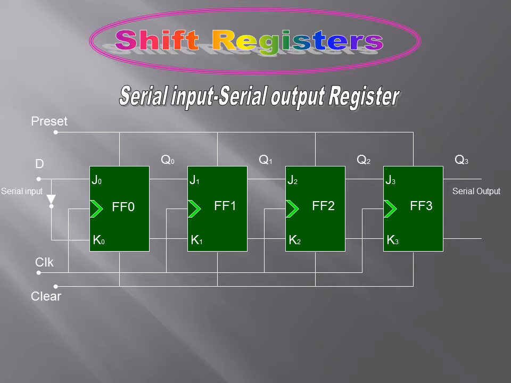So the bit coming at D will shift with every clock pulse to first Q0, then Q1, then Q2 and Q3. So with every clock pulse, whatever is present at D will shift through the register in stages. So if we have 4 bits of serial information at D, in 4 clock pulses that information will get fully transferred to Q0, Q1, Q2 and Q3.